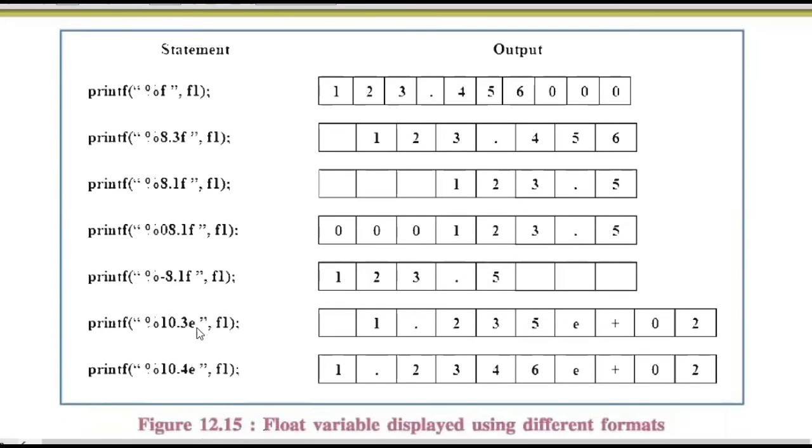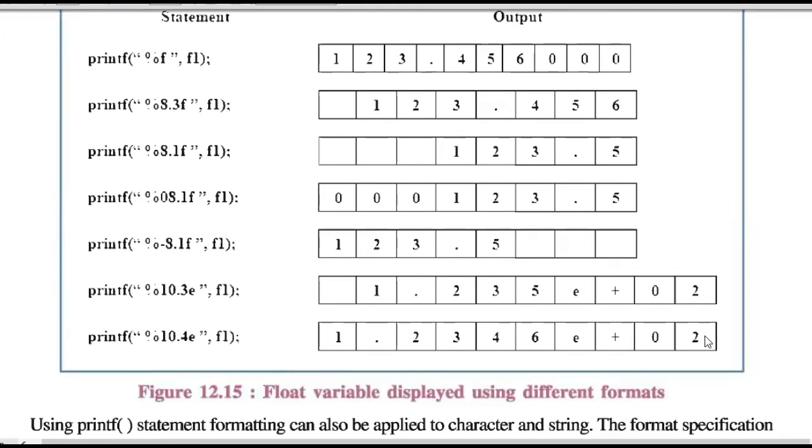This is 10.3e. E means exponential form. So the last places will be used for the exponent part, that is, actually there are 3 digits after the decimal, that is for 235. So 1.235e exponent, and here the value of the power is 2, so plus 02. Okay, this way you will get here.